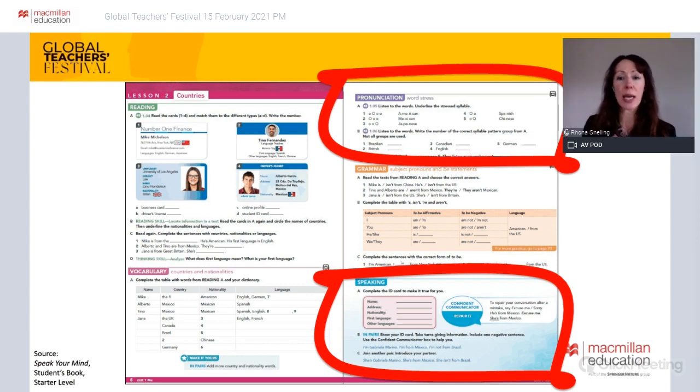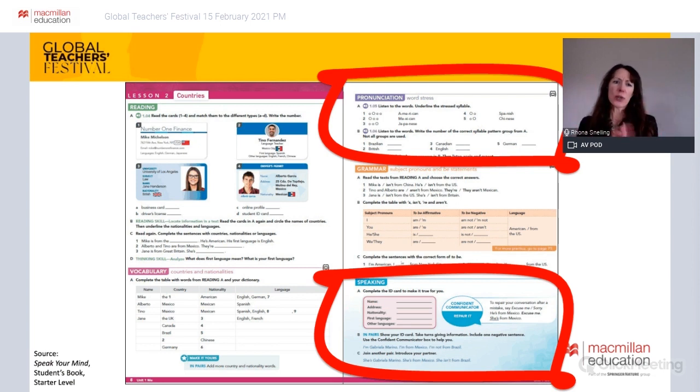Over onto the right-hand page, we start with pronunciation, and that's on word stress, picking up the words from the vocabulary. Then we're down into grammar to pick up the subject pronouns and the to-be statements, which is one of the target language points of this lesson. And then at the end, we've got a speaking activity.